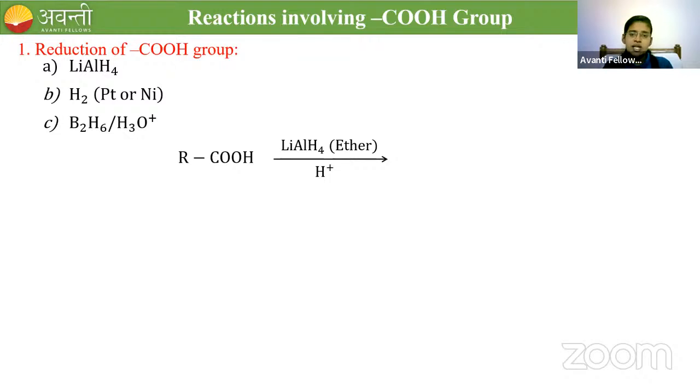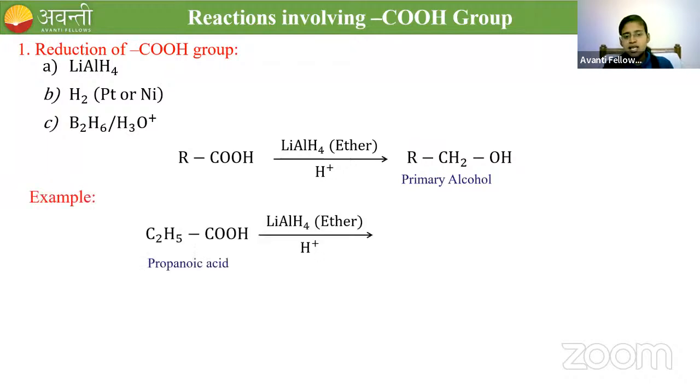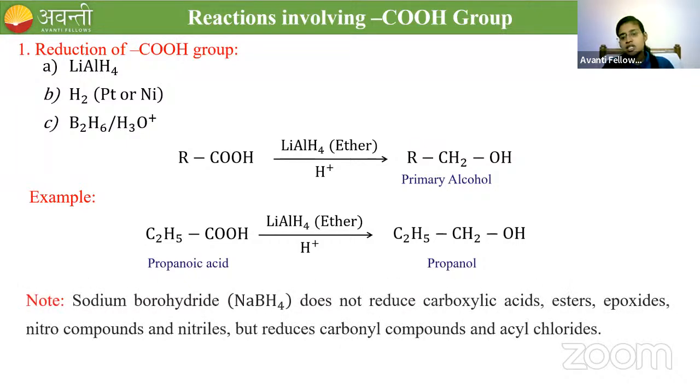If I use lithium aluminum hydride, I will get a primary alcohol. You see the example? The 3 carbon containing carboxylic acid on reducing agent will give 3 carbon containing alcohol. Propanol is formed. Sodium borohydride does not reduce carboxylic acid.